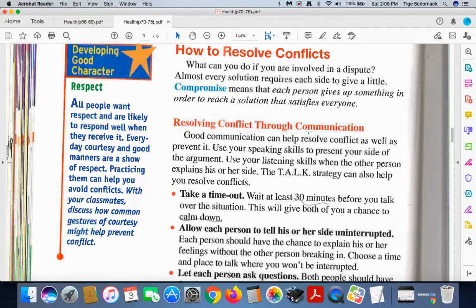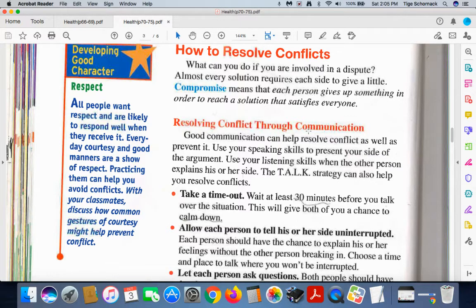With your classmates, discuss how common gestures of courtesy might help prevent conflicts, which I'm going to pause right there before we go to resolving conflicts. And we're going to talk about what are some common gestures of courtesy that might help prevent conflict. Pause.